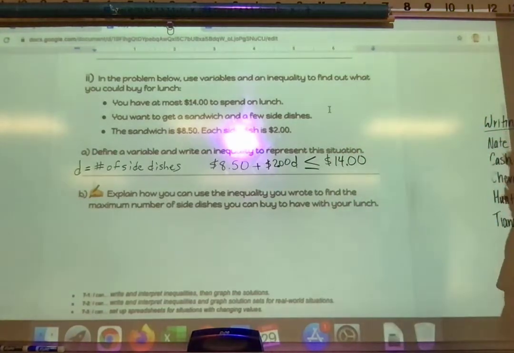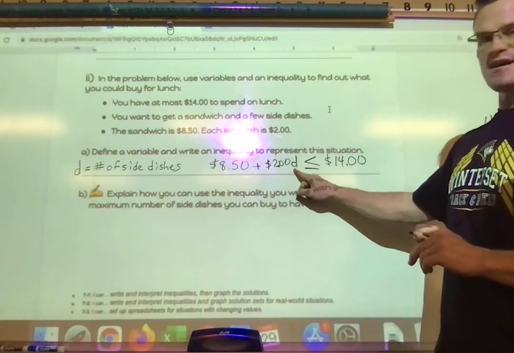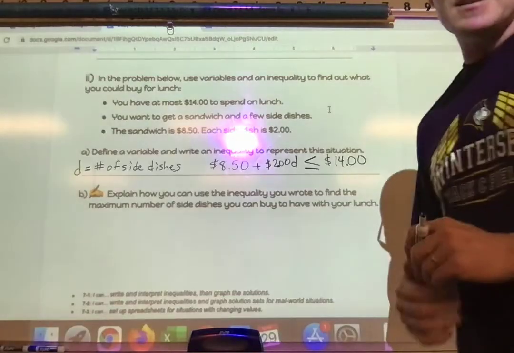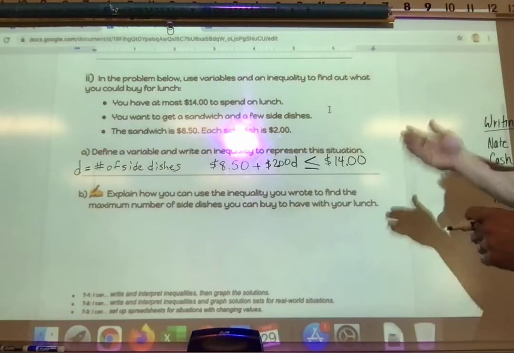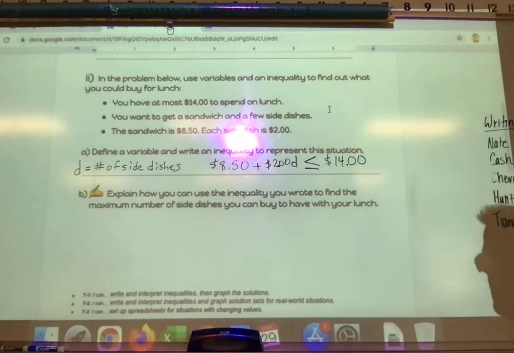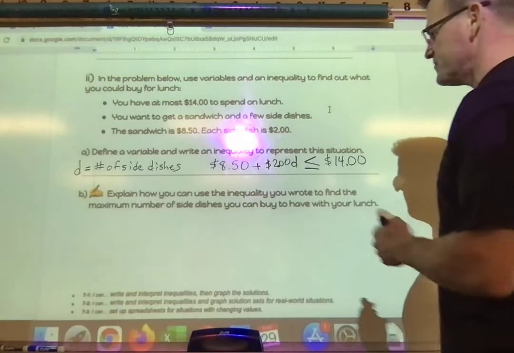Okay, so there's the inequality. The sandwich plus the side dishes, $2 times each side dish, has to be less than or equal to $14 because I only have $14. So how could we use this to solve? Well, this is going to need to use those inverse operations and try and undo some things here.